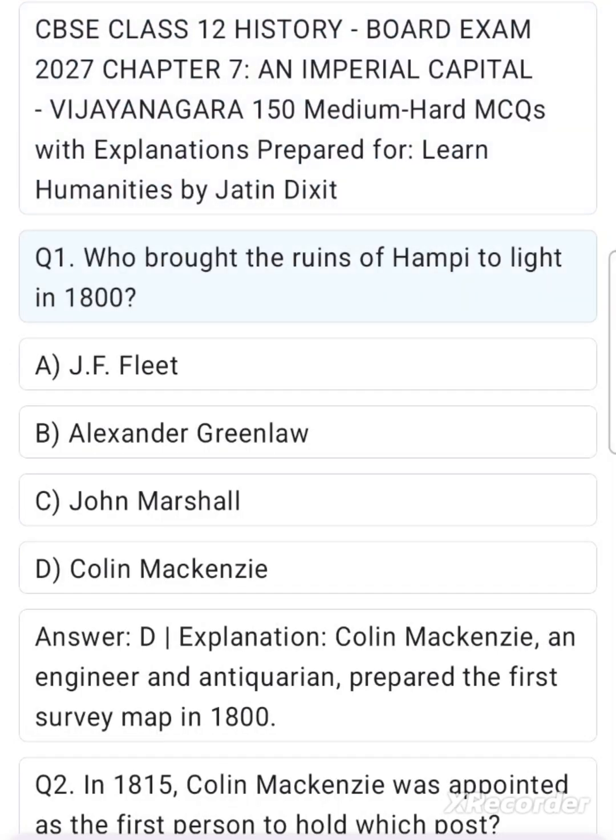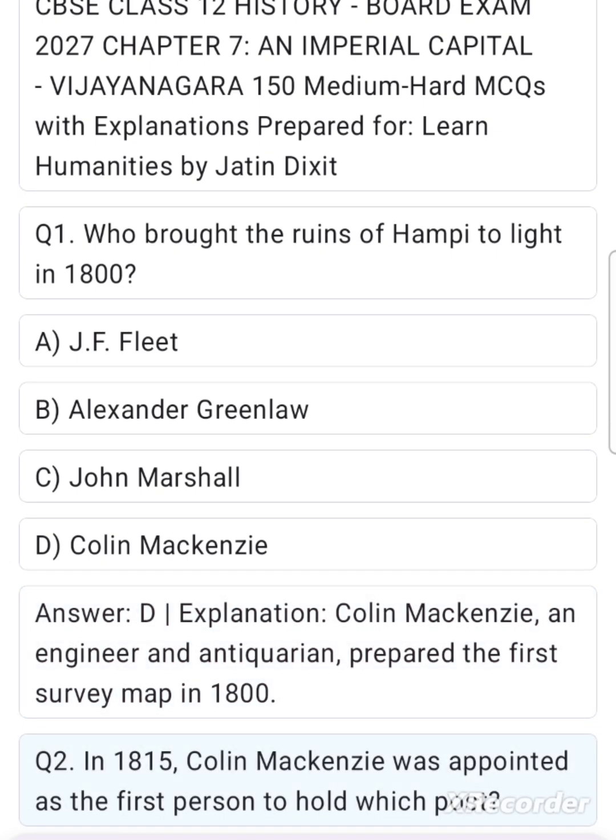Q1. Who brought the ruins of Hampi to light in 1800? A. J.F. Fleet. B. Alexander Greenlaw. C. John Marshall. D. Colin Mackenzie. Answer. D. Explanation. Colin Mackenzie, an engineer and antiquarian, prepared the first survey map in 1800.